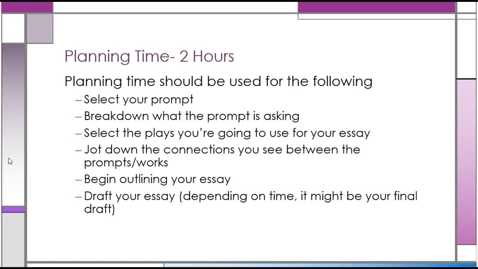But if it takes you more time initially to plan and get started, then that's okay too, because the planning time hopefully will result in you having a better product from the beginning.